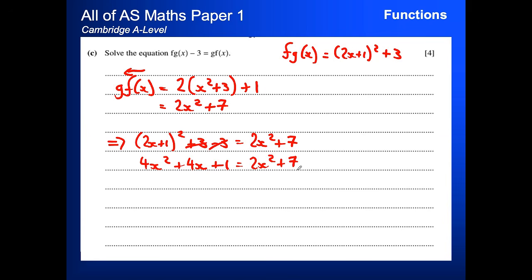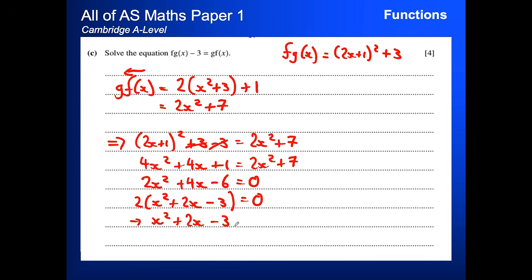And now it's just some standard quadratics here. So we're going to bring everything to the left-hand side. So we get 2x squared plus 4x and minus 6 equal to 0. We can take a factor of 2 out here to make our life a bit easier. So x squared plus 2x minus 3 is equal to 0. So therefore we can ignore the 2 essentially at this point, because 2 times something is 0, so this must be equal to 0.